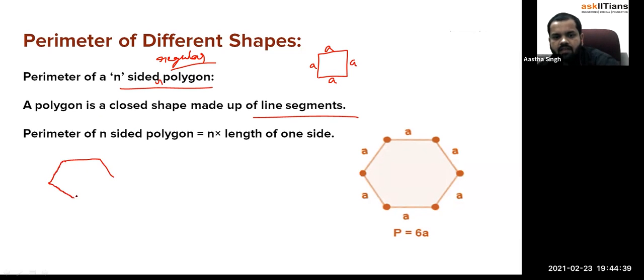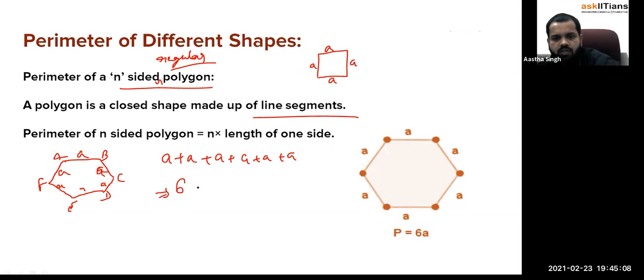It is basically a hexagon, with vertices A, B, C, D, E, F. Just add all the six sides: A plus A plus A and so on, which is six times A. It means six times the length of one side. So the perimeter of an n-sided polygon will be equal to n times the length of one side.